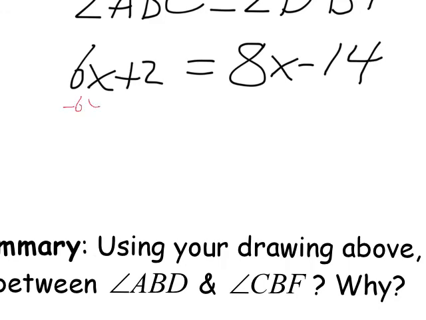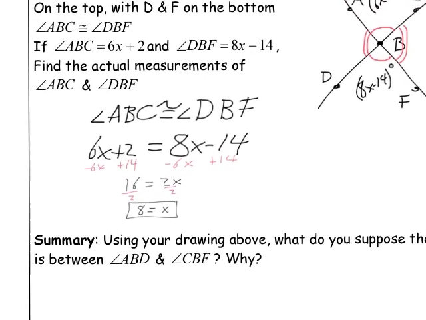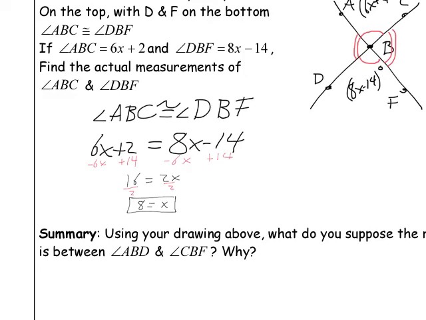I'm going to subtract 6x, subtract 6x. I'm going to add 14, I get 16 on this side, I get 2x on this side. Divide both sides by 2, right? To get the x all by itself, and we end up with x equals 8. Well, they want us to find the actual measurements of these angles, so what we need to do then is plug in that 8. We can kind of do this in our head, right? What is 6 times 8? Well, it's 48. Plus 2 is 50. So that means that angle ABC is 50 degrees.